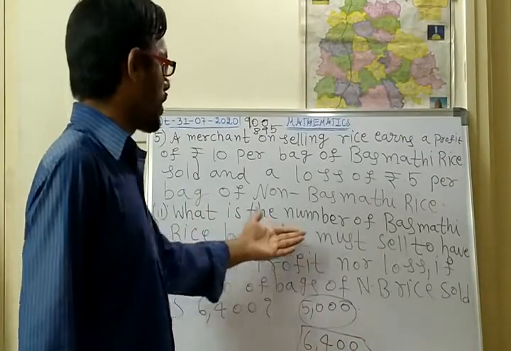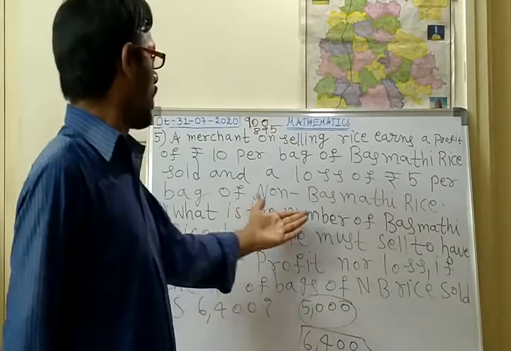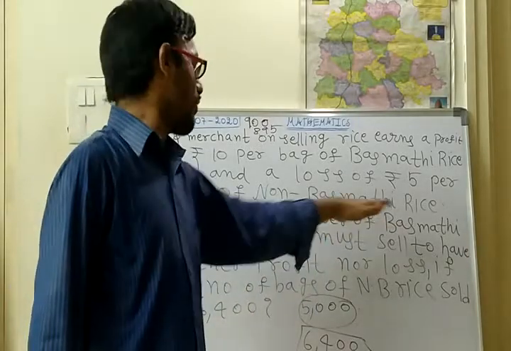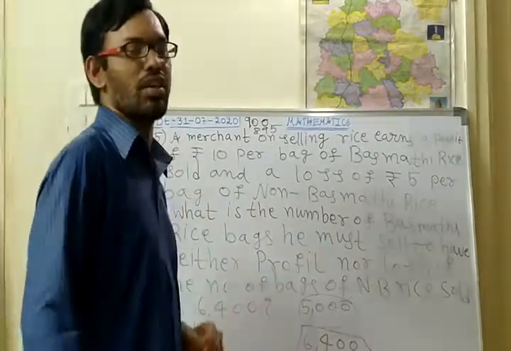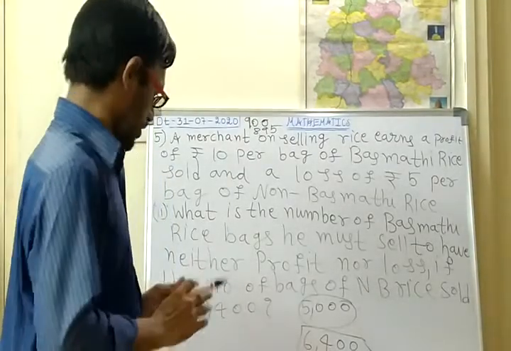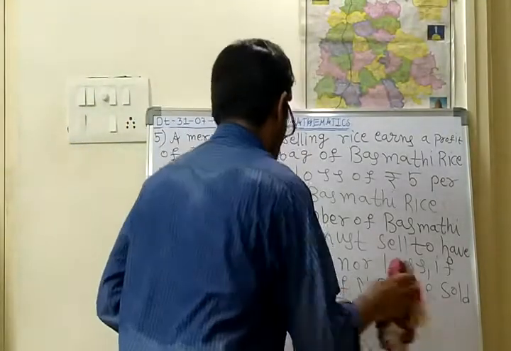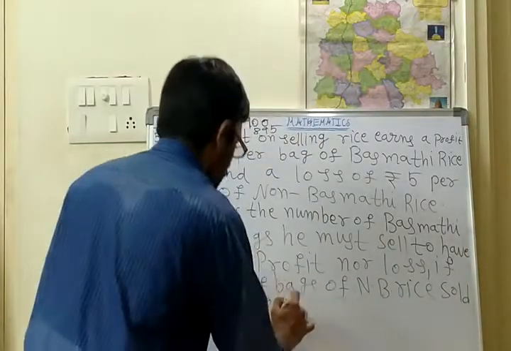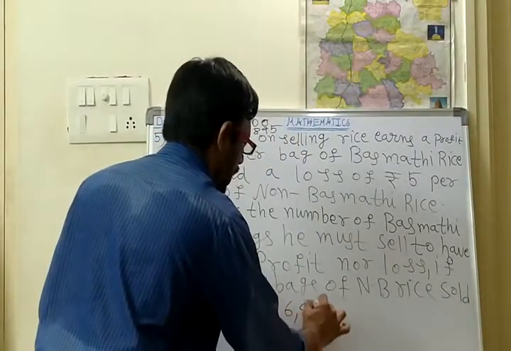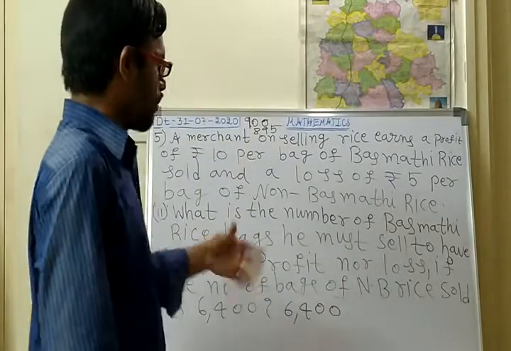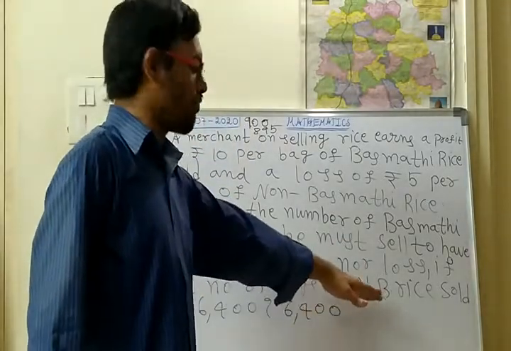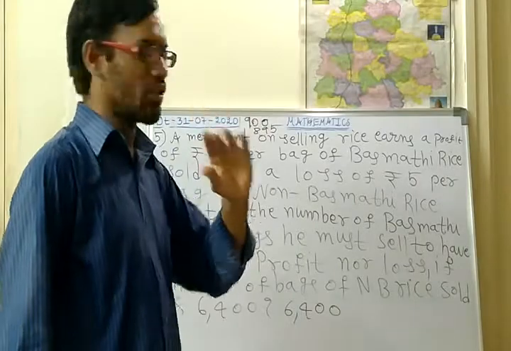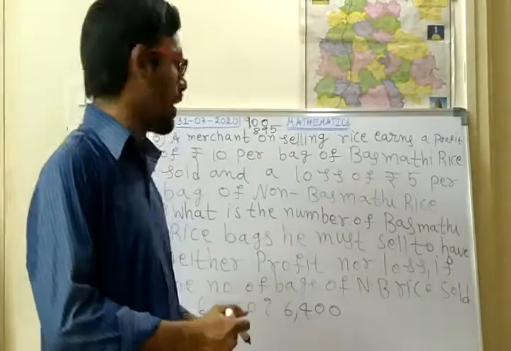What is the number of basmati rice bags he must sell? That is what he is asking. I will explain once again. Here 6,400 bags are there. In the previous question there were 5,000 bags of non-basmati rice. In this problem there are 6,400 bags.